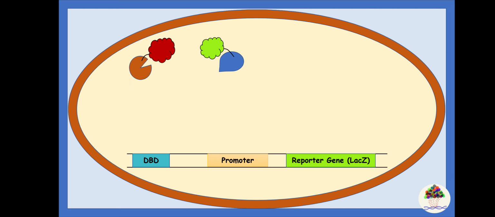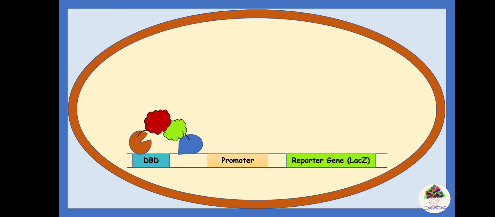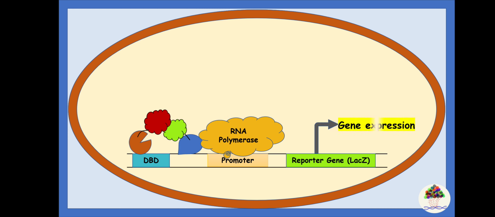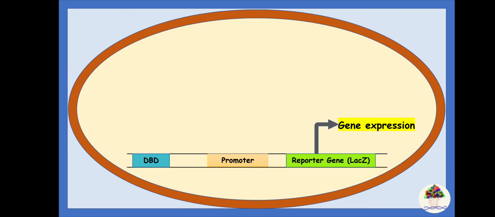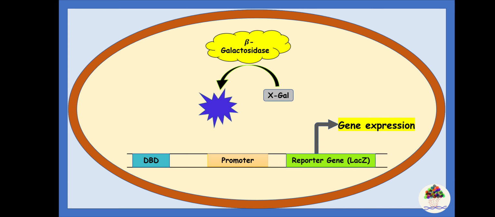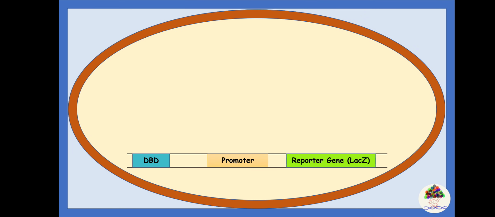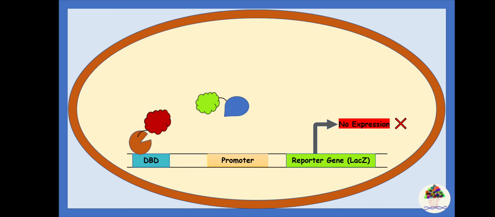So the gene will only be expressed if those two proteins interact. If the bait and prey proteins interact, then the RNA polymerase will be recruited and the gene will be expressed. Then beta galactosidase will be produced and it will cleave the X-gal and produce blue colored chromogenic substances. Now if those two proteins are not interacting, RNA polymerase will not be recruited and the reporter gene, the LacZ gene, will not be expressed.